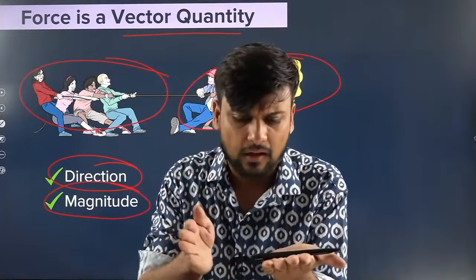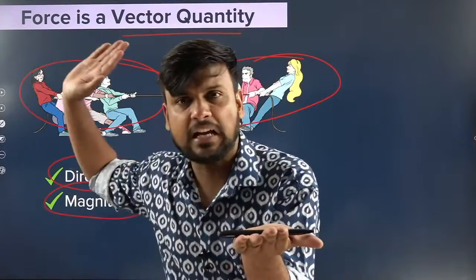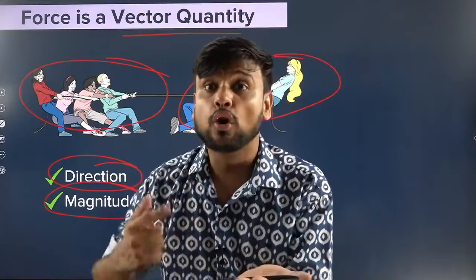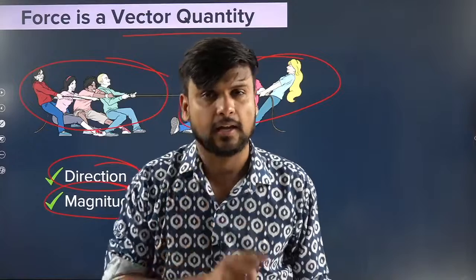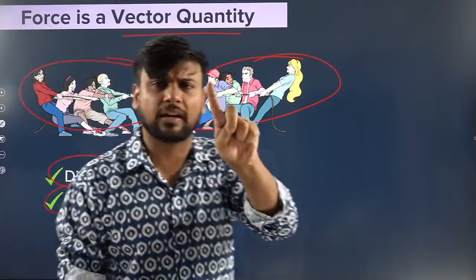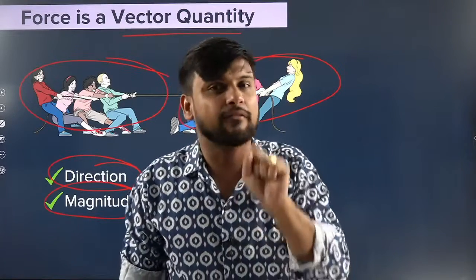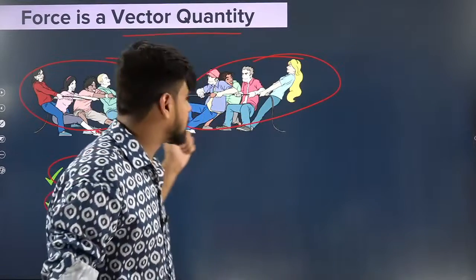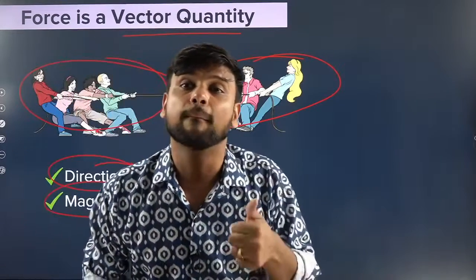And second thing, if you apply a small force, something will happen. And when you apply a large force, you will see something else. So your observation will change. So what does it mean? That force is a vector quantity. What is a vector quantity? It's something which depends upon two quantities: one is magnitude and second is direction. So force is a quantity which depends upon direction and magnitude.